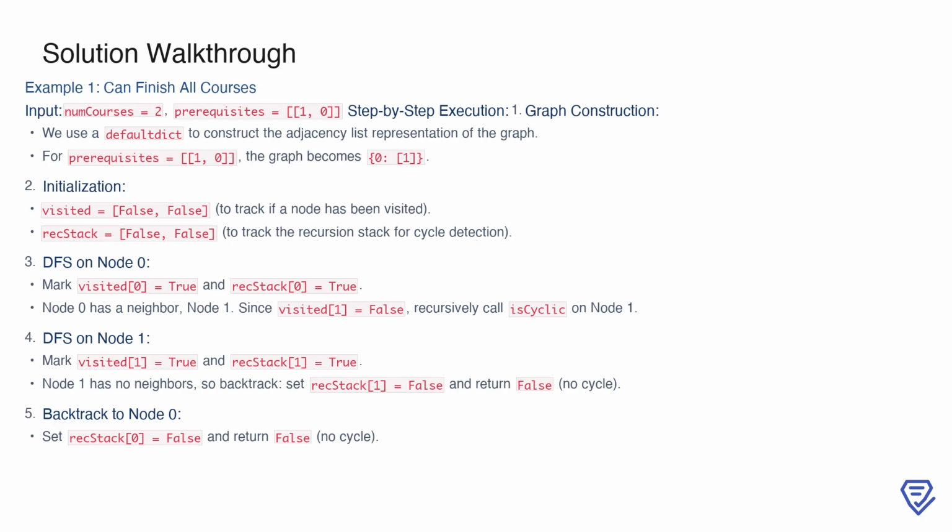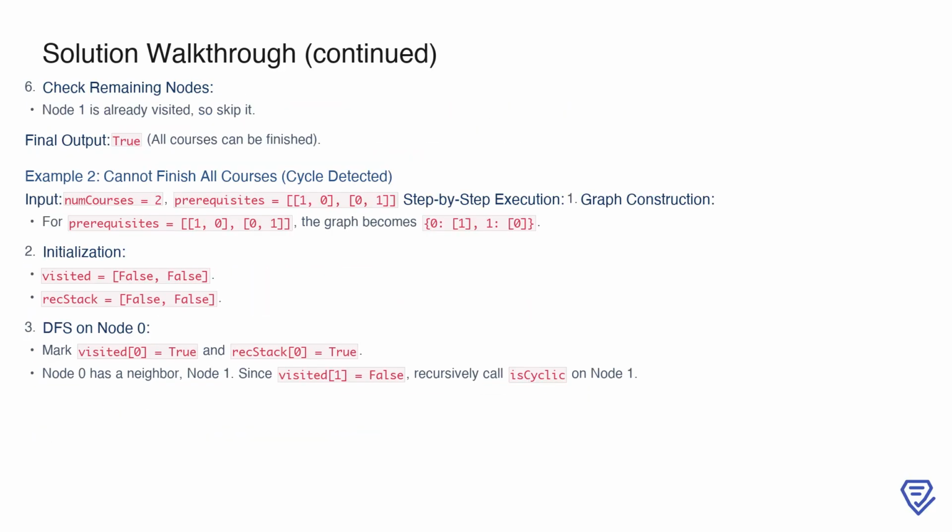At node 1, we mark it as visited and add it to the recursion stack. Since node 1 has no neighbors, we backtrack by removing it from the recursion stack and confirming that no cycle was found. Returning to node 0, we similarly remove it from the recursion stack and conclude there is no cycle originating from this node. After finishing the DFS on node 0, we check the remaining nodes. In this case, node 1 has already been visited, so we skip it. Since no cycles were detected and all nodes were processed, the final output is true, indicating that all courses can be successfully completed.